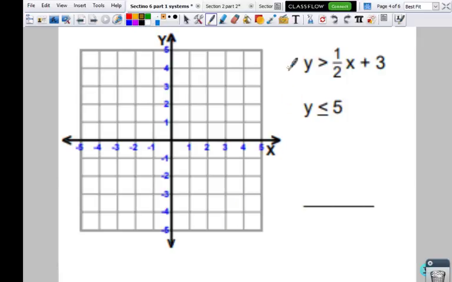All right, I'll tell you all what. I want you to graph the first line on your own, then we'll talk about it. We're going to combine it. Graph just the first line on your own.